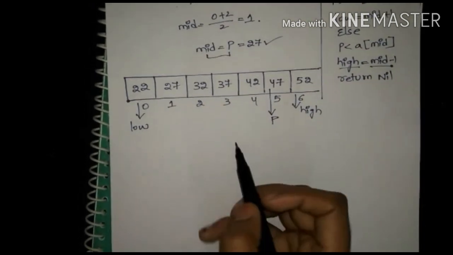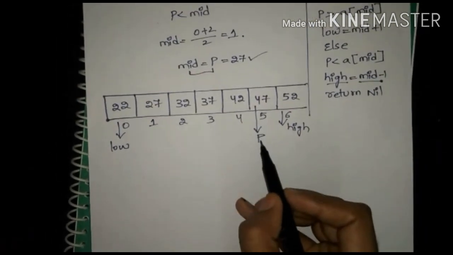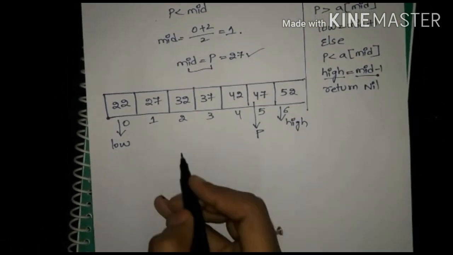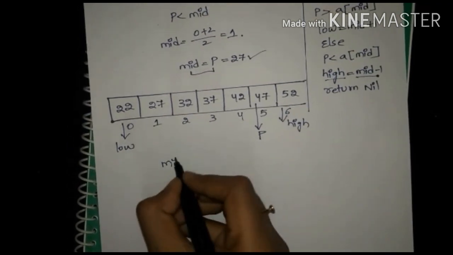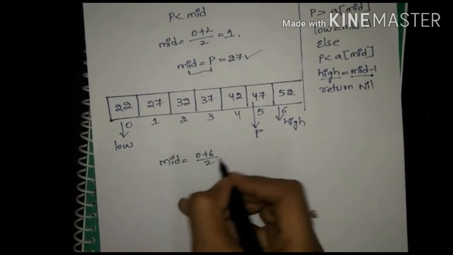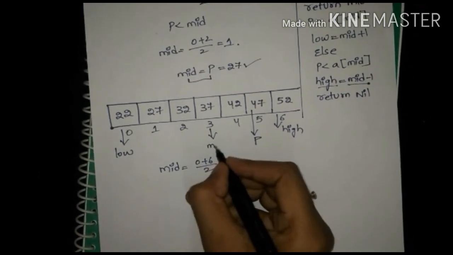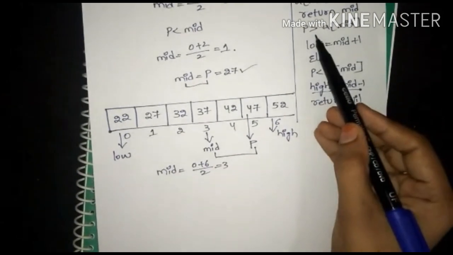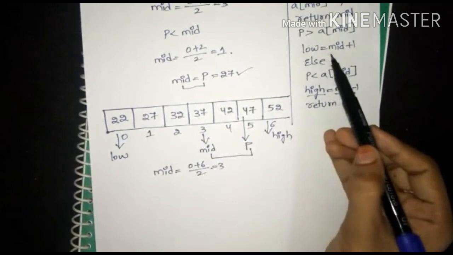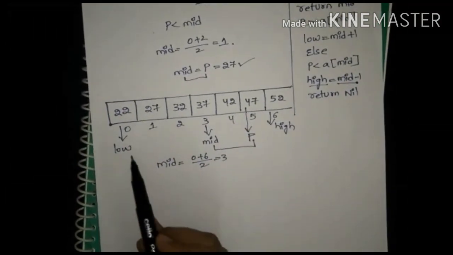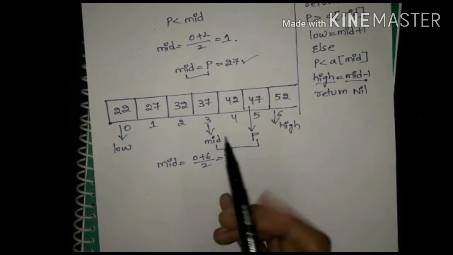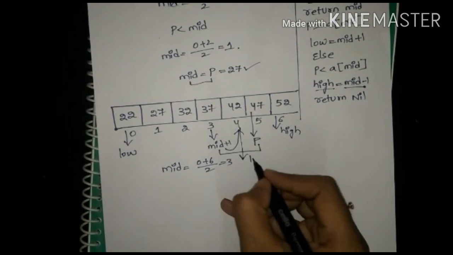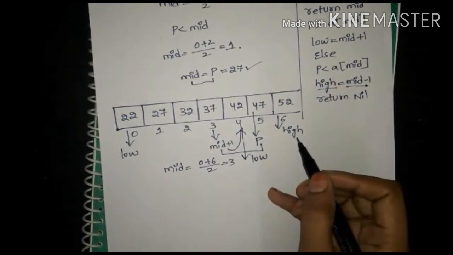In the same example, now our target element is 47. Now we have to search for 47 in this list. We have to use the same process. First we find the mid value, which is 3. Now we compare our target value with the mid value, which is not equal, and it shows the target value is greater than the mid value. Then low will become mid plus 1. Previously low was 0, but now mid plus 1, mid is 3 and plus 1 is 4. Low will be at 4 and high will be at 6 as it is.